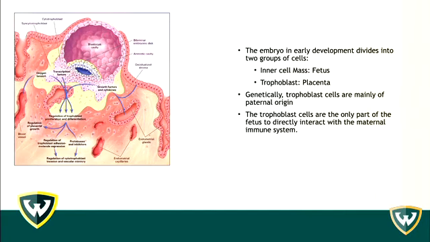The embryo can be divided in two groups. One is the inner cell mass, that we see here, that gives origin to the fetus, and the second one is the external layer that is called the trophoblast. And the trophoblast gives origin to the placenta.